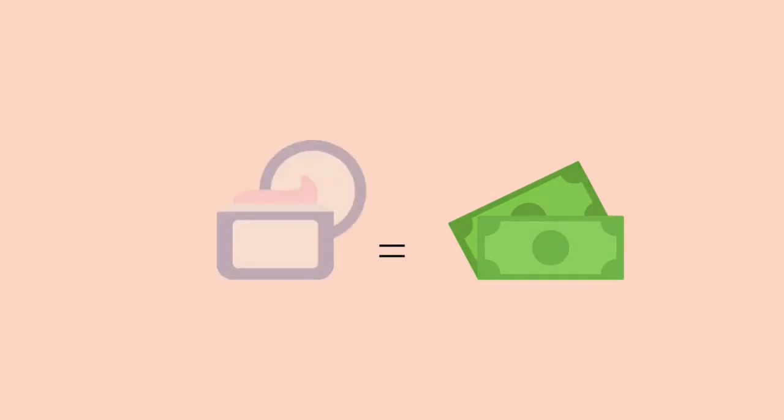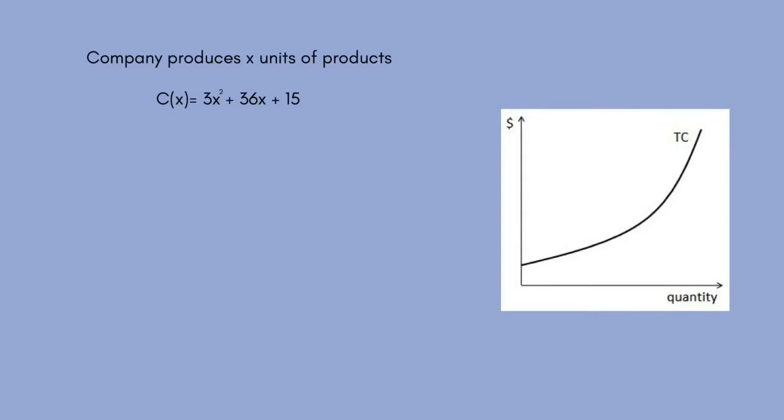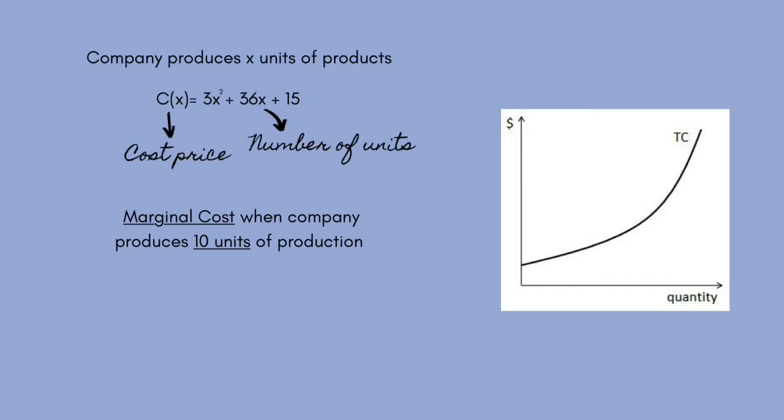The more you produce, the more cost you need. For example, a company produces x units of products, and the total cost C of x is given by the function C(x) = 3x squared plus 36x plus 15. x is the number of units and C(x) is the cost price. Then we have to find the marginal cost when the company produces 10 units of production.